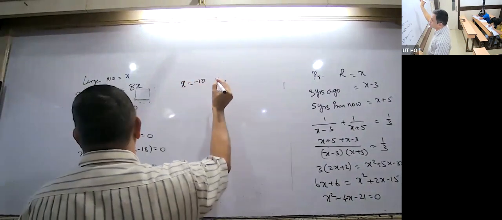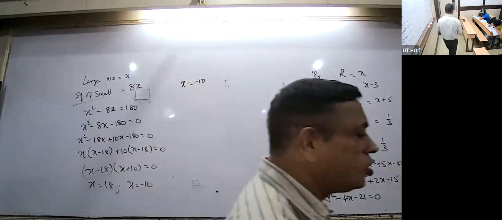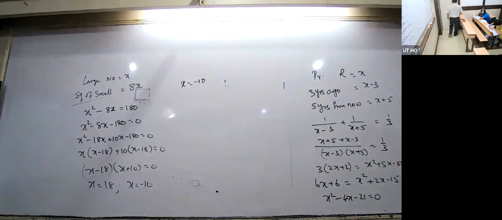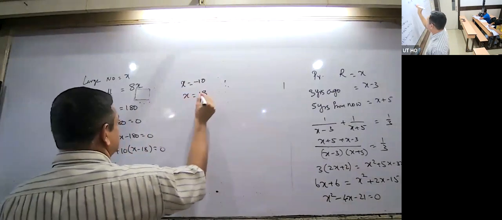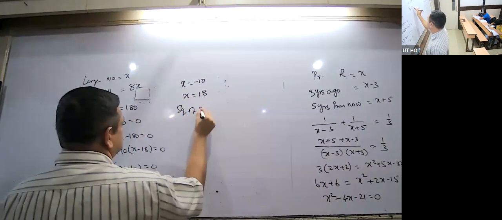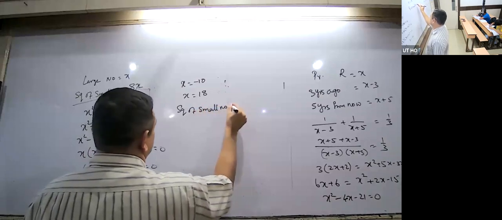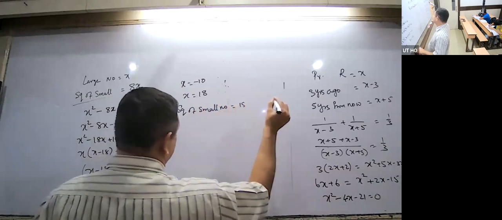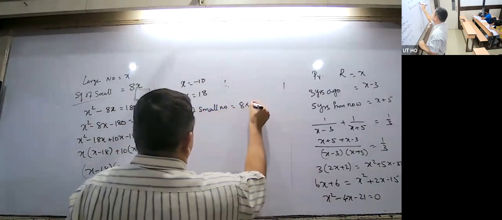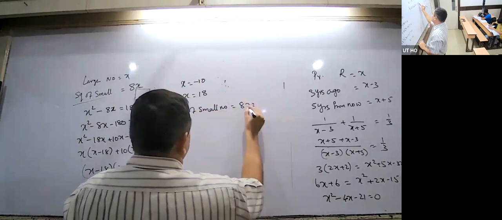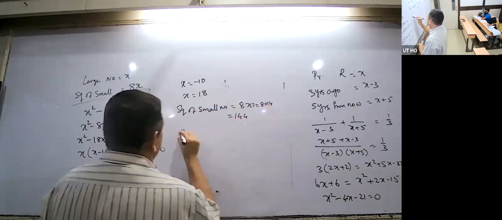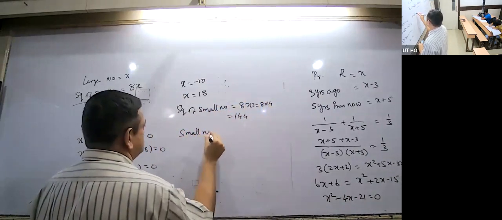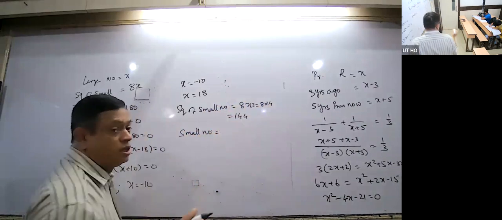8x is the square of the smaller number. Therefore, x is equal to 18. So the square of the smaller number is 8 into 18, which is 144. Therefore, the smaller number is plus or minus 12.